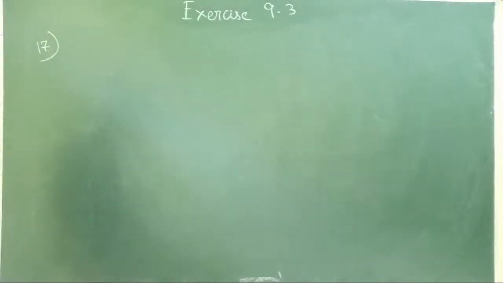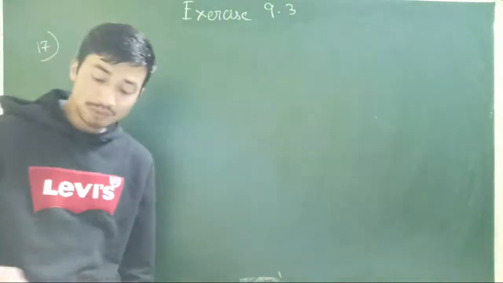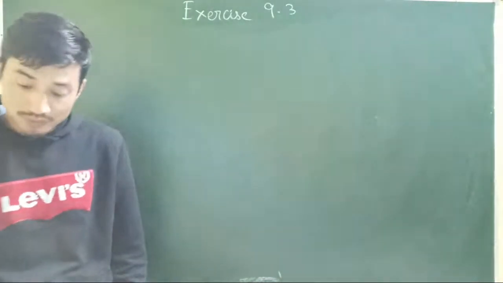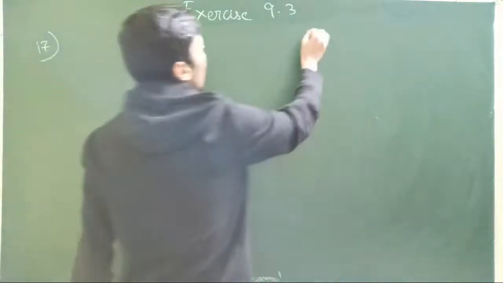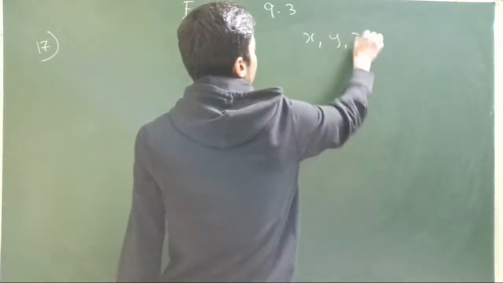Question 17 states, if the 4th, 10th and 16th terms of a GP are x, y, z, prove that x, y, z are in GP. Okay, let's see what is given first. After that we will discuss. If the 4th, 10th and 16th terms of a geometric progression are x, y and z, you have to prove that x, y, z are in GP.